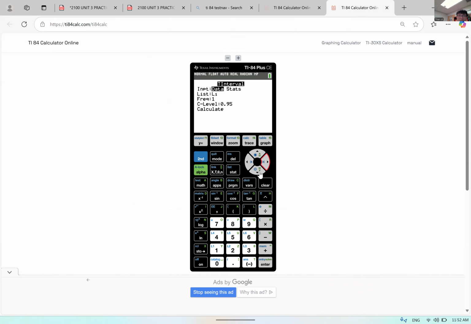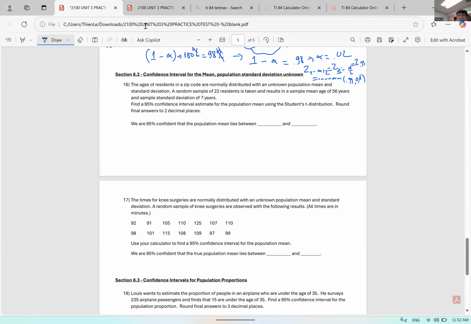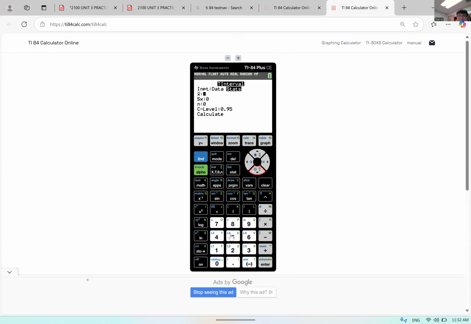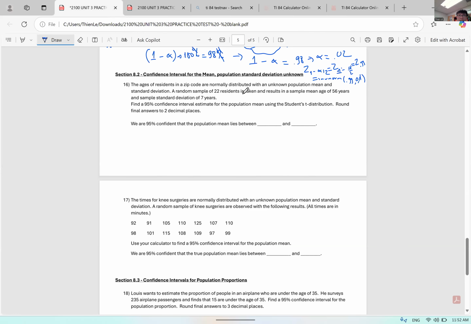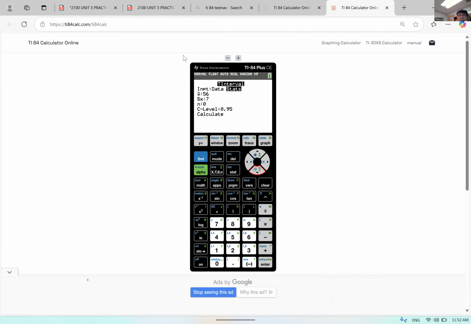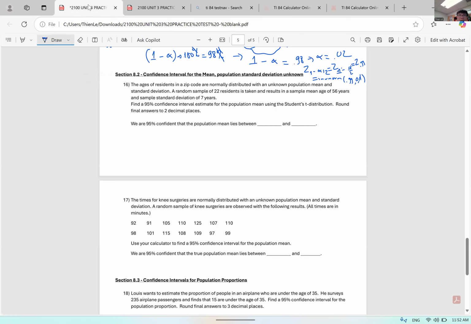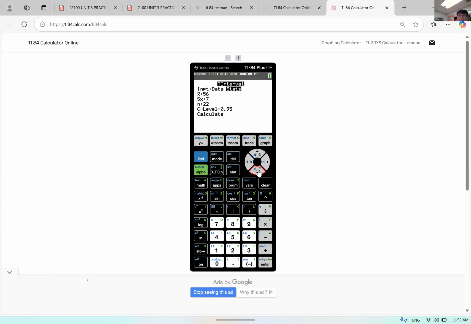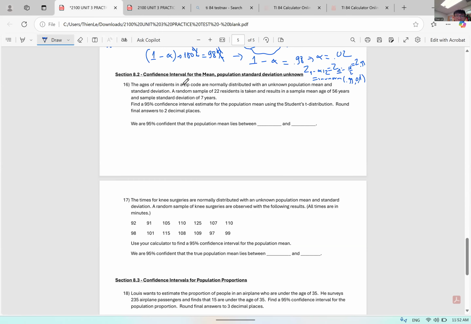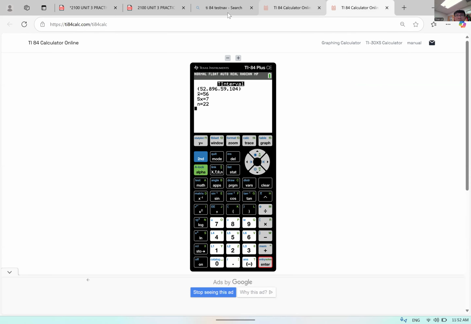Because you don't have the raw data, you go to stats here and press enter. The x bar they gave us is 56, the Sx is 7, the n is 22, and the confidence level we want is 95. Okay, so we got everything here. So from 52.896 to 59.104.